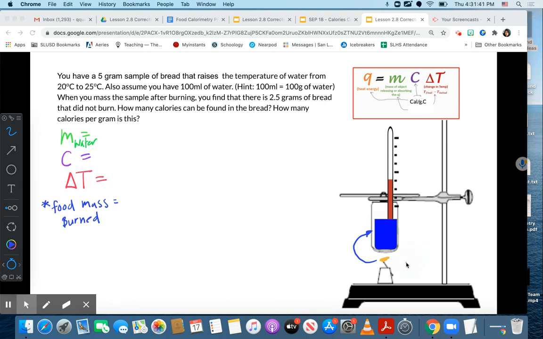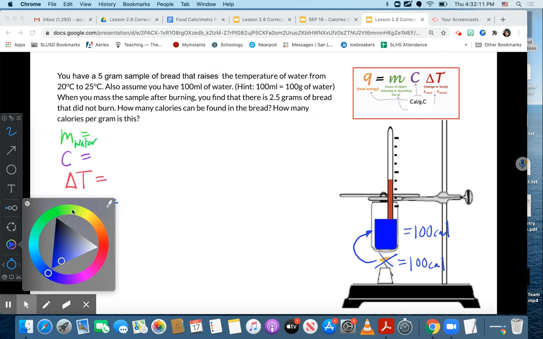So for example, going backwards, ignoring the math right now, let's say there was 100 calories in this bread. If all of that energy transferred over here, this would change by 100 calories depending on the mass of the water, not of the food. And I'll talk about why we care about the mass of the food burned later on. So let's redo this problem correctly.